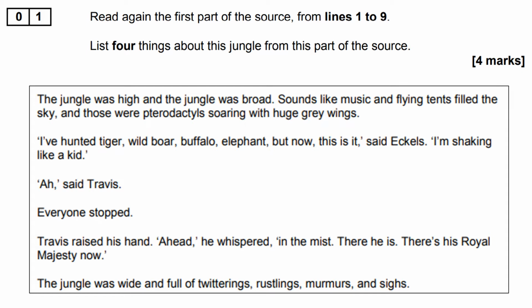So even on the first few words, 4 things about the jungle, your first answer might be the jungle was high, and that would be 1 mark. You might then write the jungle was broad, and that's your second mark. There will always be at least 4, probably as many as 8 different points you could make. So that's your question 1. It's a gentle start, it's quite straightforward.